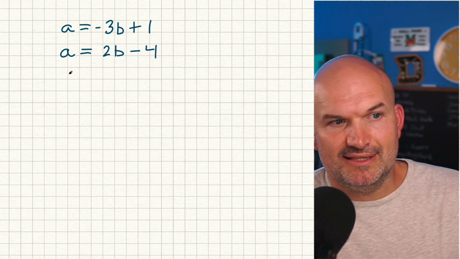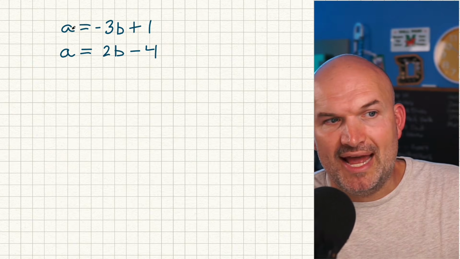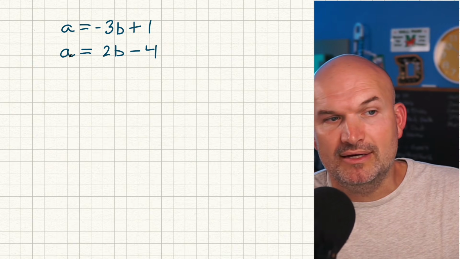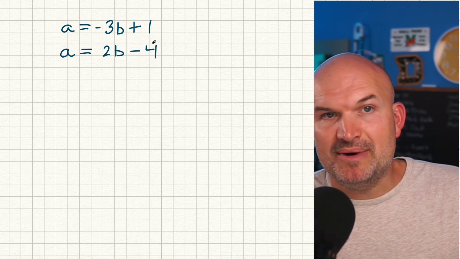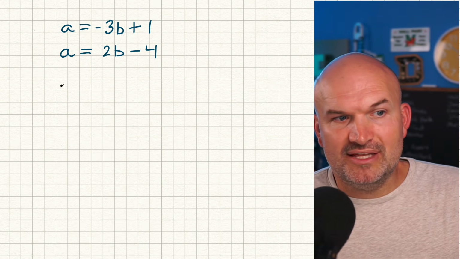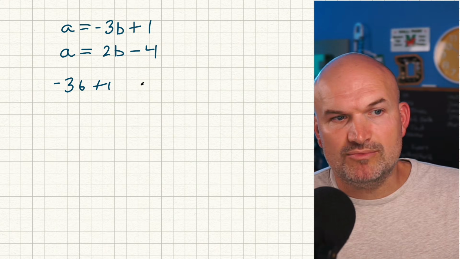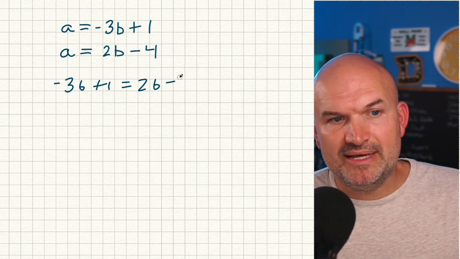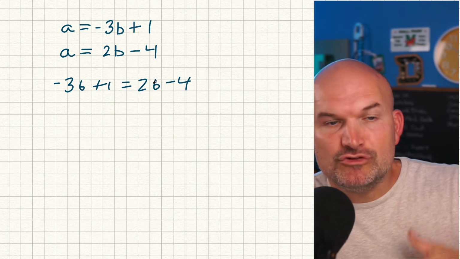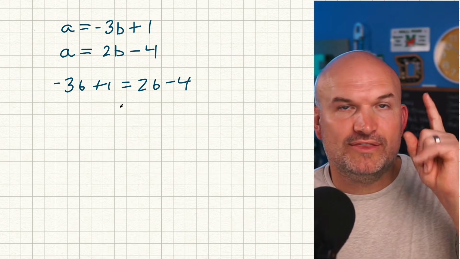But here's actually the cool thing. This problem is actually really simple. When I have a is equal to negative 3b plus 1, and a is also equal to 2b minus 4, right? What I can do then say, well, then they're both equal to each other. So I can say negative 3b plus 1 is equal to 2b minus 4. Now I have created an equation with one variable.